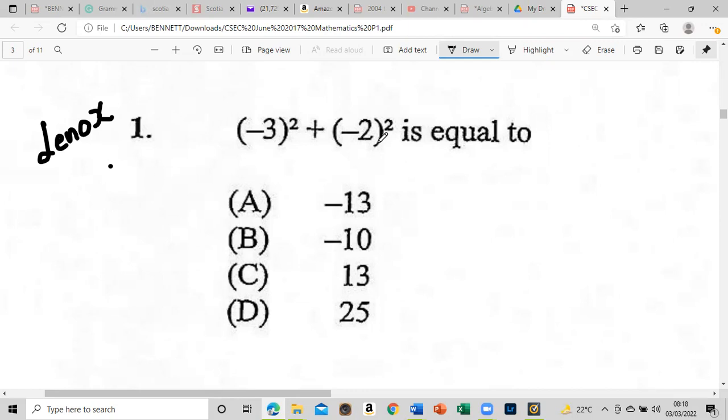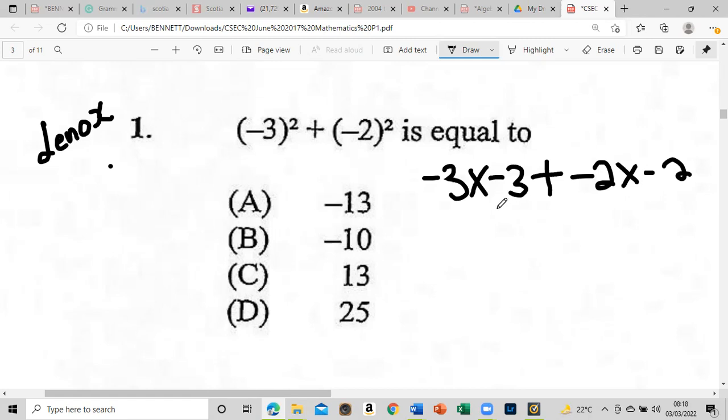Alright, so this one is very straightforward as with most number ones. So it's -3 squared, so that's -3 times -3 plus -2 times -2. Now remember, a negative times a negative gives us positive. So this one would be 13, and that is C.